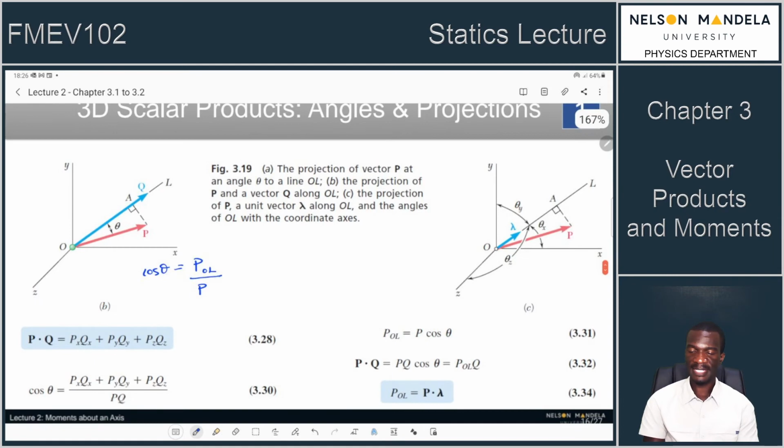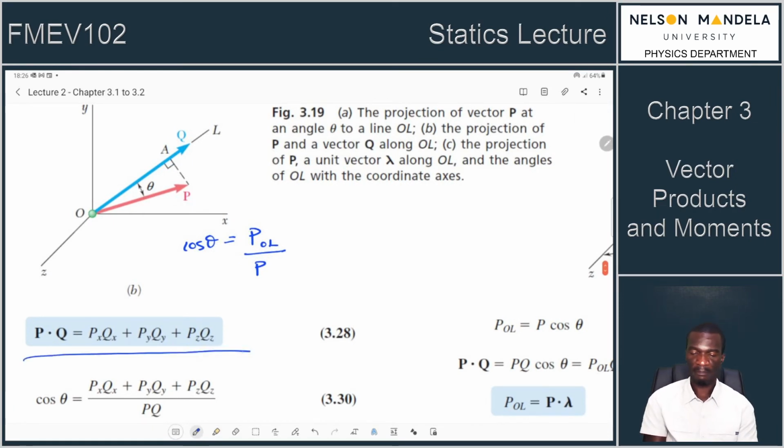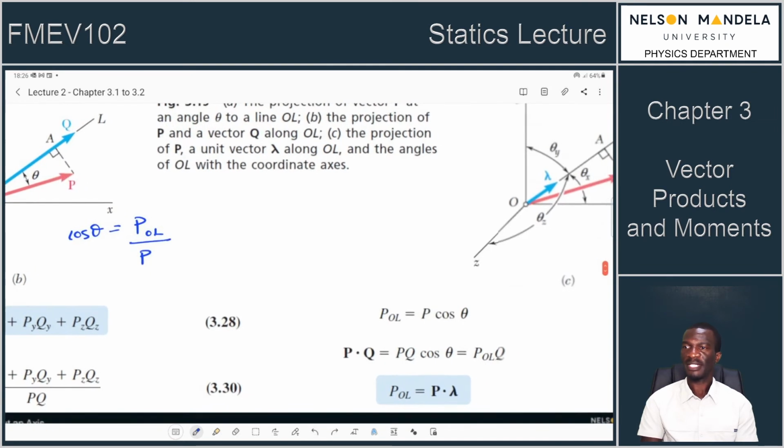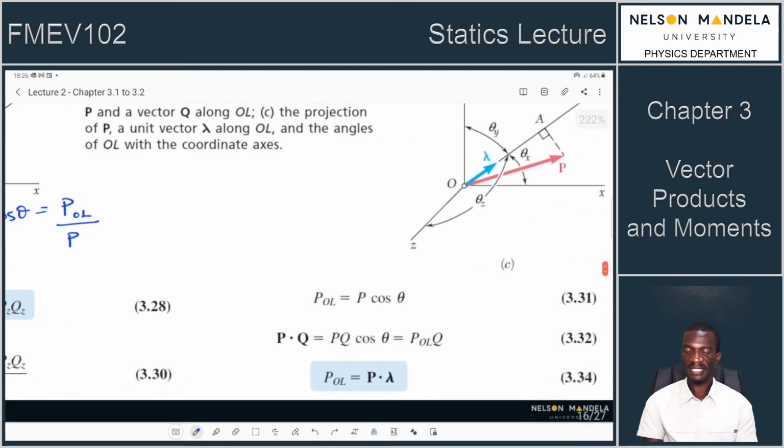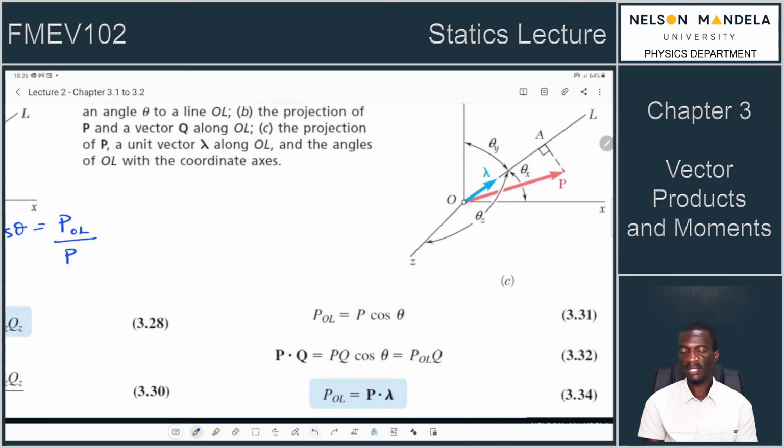So for this reason, we have the definition of the projection of the vector. This equation, we have it from before. It can give us the angle. We can actually find the angle between two vectors using the dot product. On the right hand side, though, we are now defining the projection. I think we used this equation already. So this is basically telling us the projection on OL can be found by simply finding P cos theta.